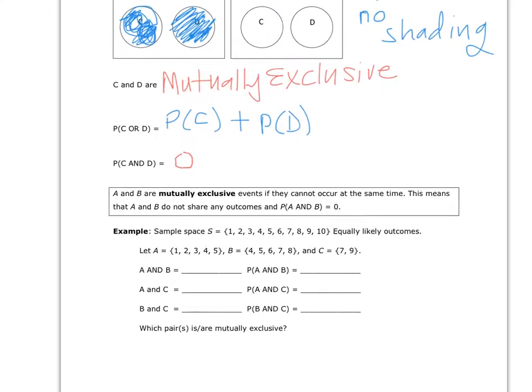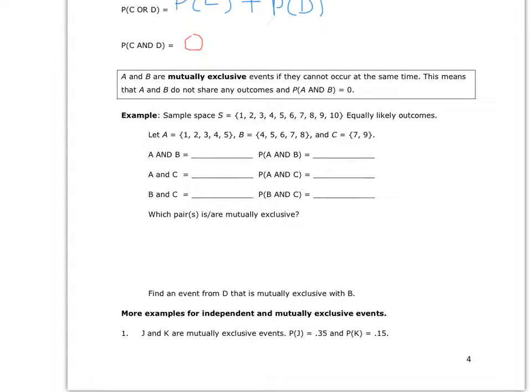Okay, so let's formally look at the definition of mutually exclusive. If A and B are mutually exclusive events, if they cannot occur at the same time, that means that A and B do not share any outcomes, and the probability of A and B is equal to 0.